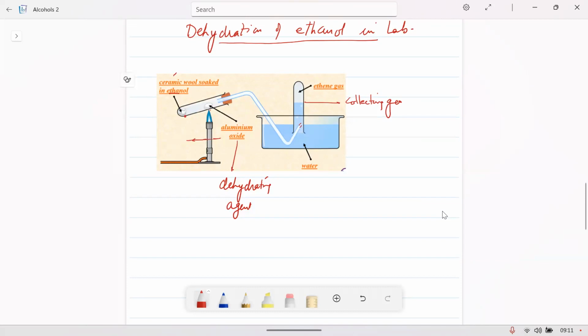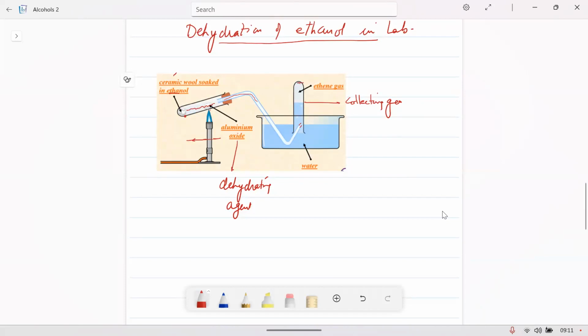Now ethanol has a lower boiling point. So when you heat it, its vapors will go and pass through the aluminum oxide. So basically the vapors of ethanol will go over the aluminum oxide dehydrating agent. They will lose the H and the OH, and convert into ethene. Ethene will go over here.